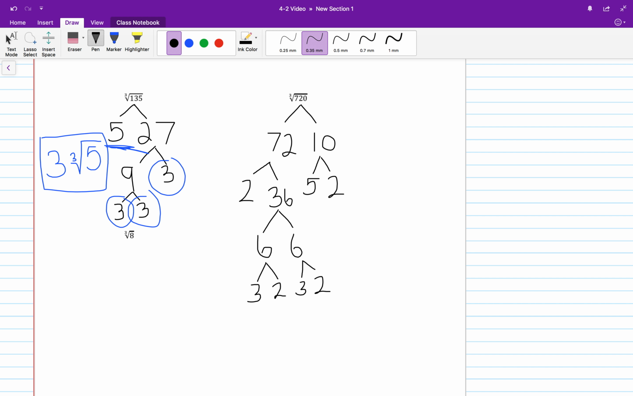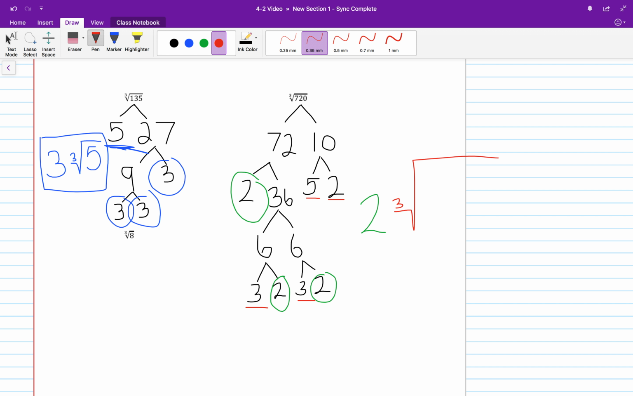So now that I have my factor tree done, I'm going to look for those triplets, 3 of the same thing. So I've got a 2, a 2, and a 2. So that's 1 triplet. It's going to go on the outside. I've got a pair of 3's, but again, I need triplets, 3 of a kind. So that pair of 3's, nothing happens to it. It's going to go back inside the cube root, along with the 5 and the 2, because they don't have anything either.